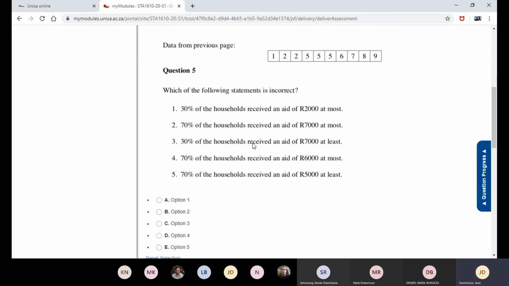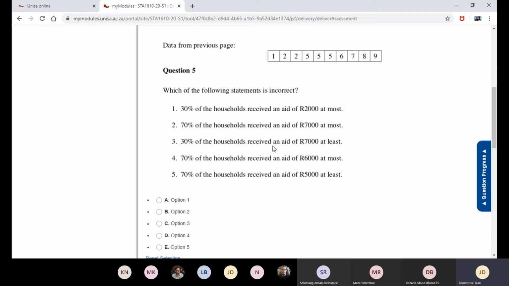I just want to make sure that I read it right as well. 70% of households received an aid of 7,000 at most. So at most 7,000. That feels to me like it is actually 80%, because it is 8 out of 10 at most. So let's just see the other.